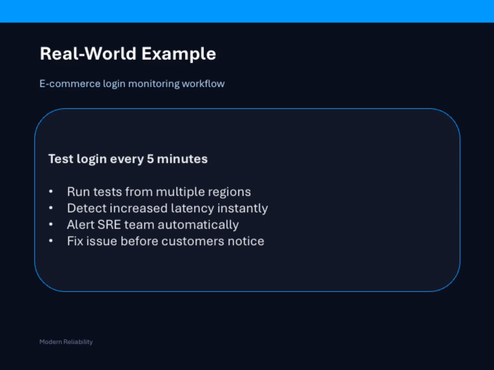Dynatrace detects the slowdown immediately and alerts the SRE team automatically. Engineers can investigate and fix the issue before most customers even notice a problem. This is the power of proactive monitoring and modern reliability engineering.